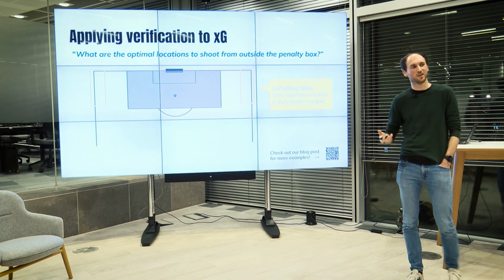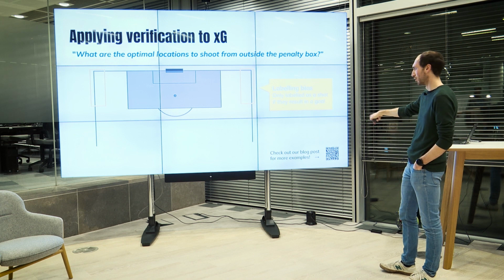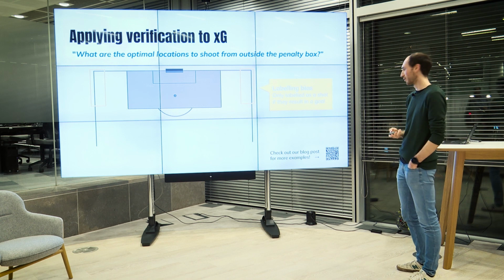And only because they resulted in a goal, they were labeled as a successful shot. So that shows that with these verification techniques, you can find interesting problems, in this case in the data, but sometimes also in the model. If you're interested in more of these kind of examples, we wrote a blog post about it.